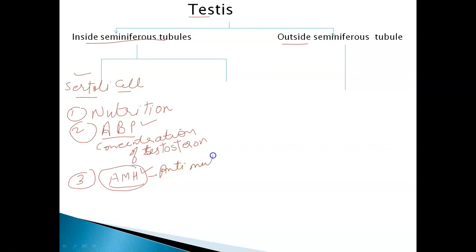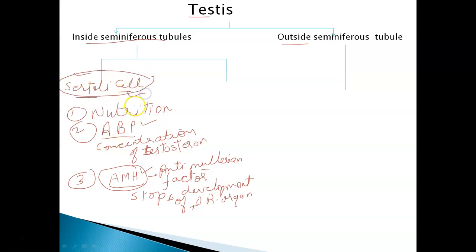So anti-Mullerian factor stops development of female reproductive organs, especially the fallopian tube and uterus and all, because the Mullerian duct is associated with the female reproductive structures. So that is why I told you this Sertoli cell has very very important functions. Nutrition, besides nutrition, concentration of testosterone and anti-Mullerian factor secretion. The second one we all know, that is spermatogonia, and you know the function.